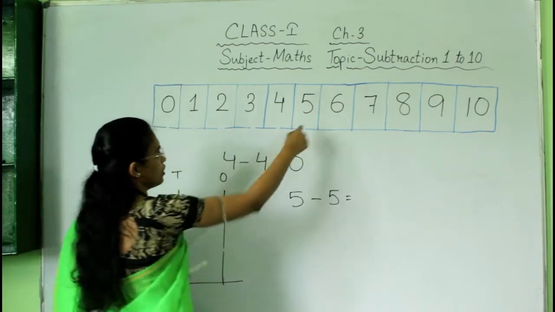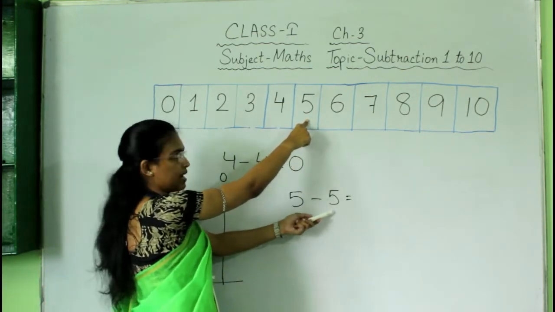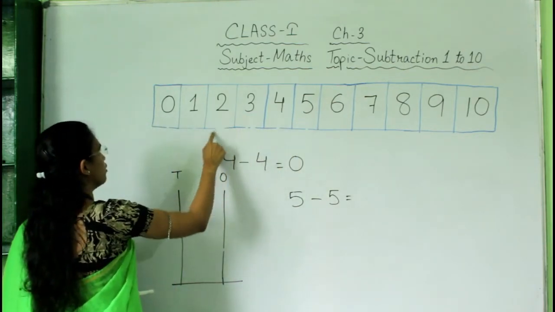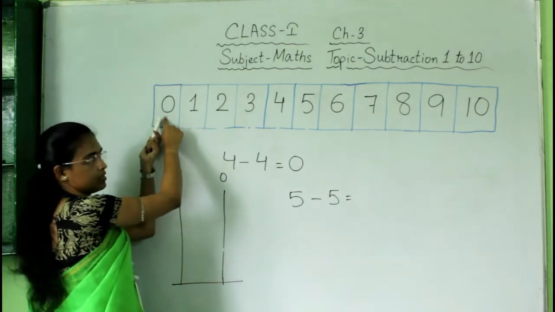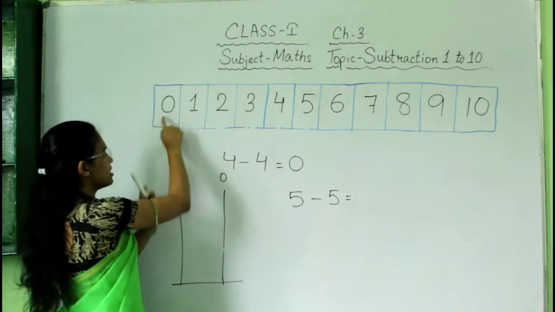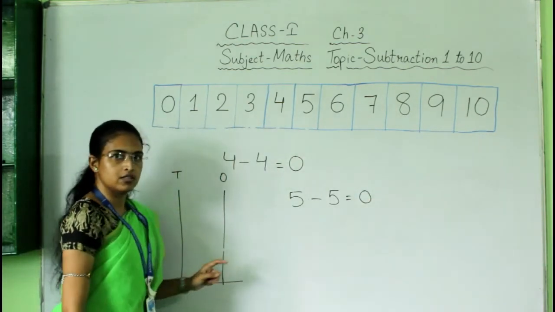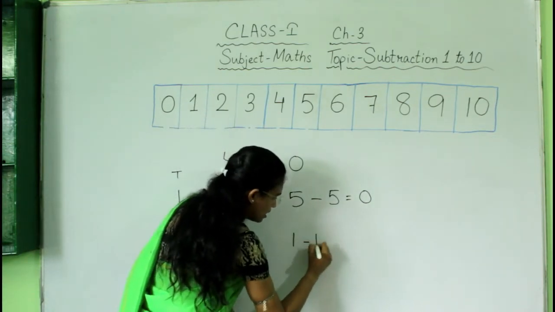Okay? So we are standing here and we have to take how many back steps? 5 back steps. Like this. 1, 2, 3, 4, 5. Now we are in which number? Yes, we are in 0. So 5 minus 5 equals to 0. Now 1 minus 1.